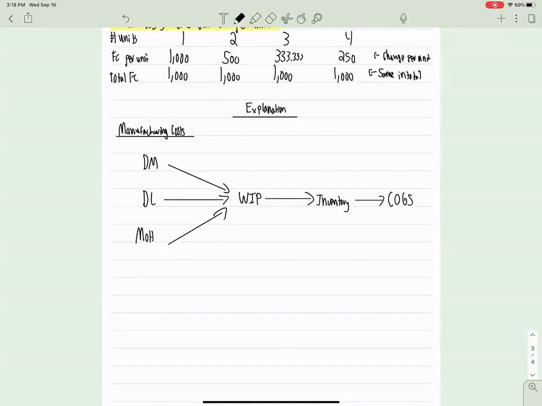You get labor, you get material, you get overhead, you put it to work. When it's done being worked on, you move it to your inventory because you could sell it, and then you report it as a sale in cost of goods sold. Could we quickly review the flow?